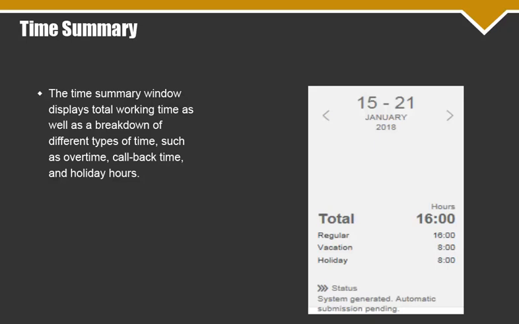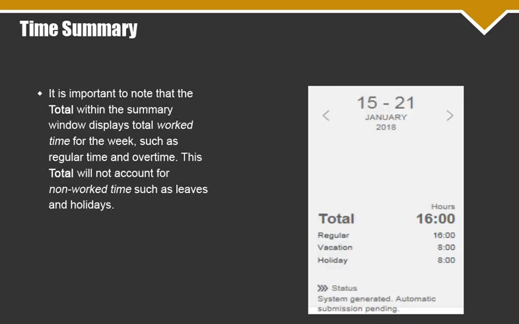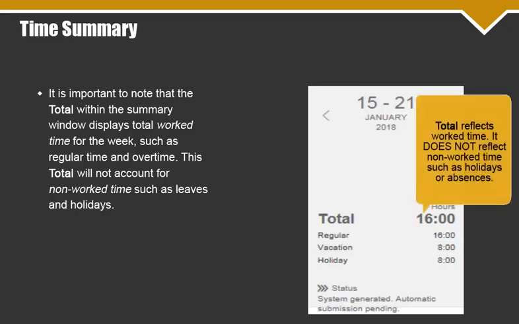We will now discuss the time summary window. The time summary window displays total working time as well as a breakdown of different types of time, such as overtime, callback time, and holiday hours. It is important to note that the total within the summary window displays total work time for the week, such as regular time and overtime. This total will not account for non-work time such as leaves and holidays.